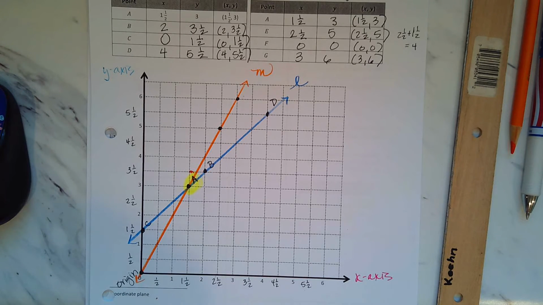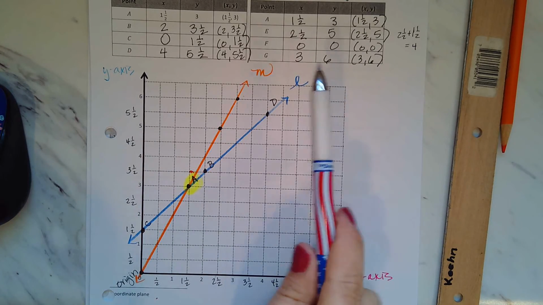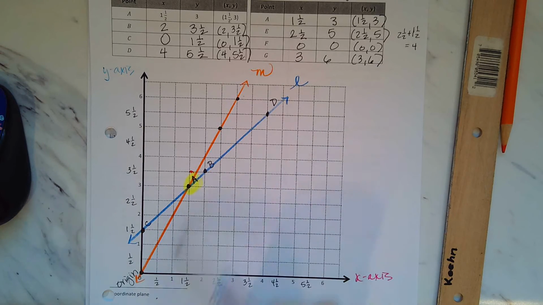All right, so I usually like to throw a 0 in for my x coordinate so that I can see if it's going to go through the origin or not, or how close it gets to the origin. So I ended up choosing 0, 0 and 3, 6. I drew my line M, and I was able to see that it does go through the origin. So these lines are not parallel to each other, they intersect one another, right?